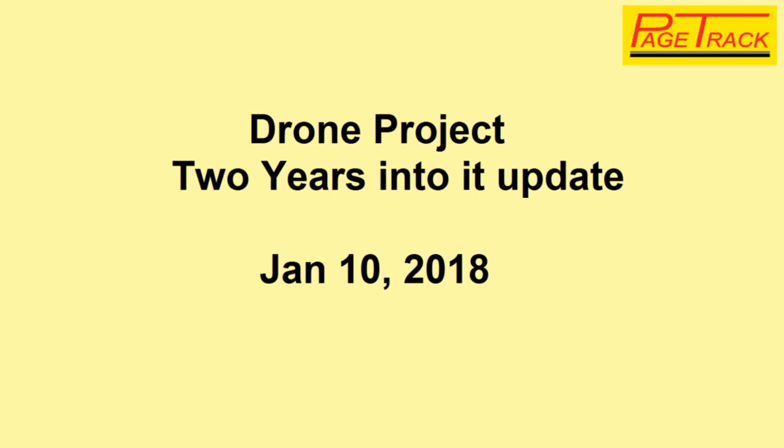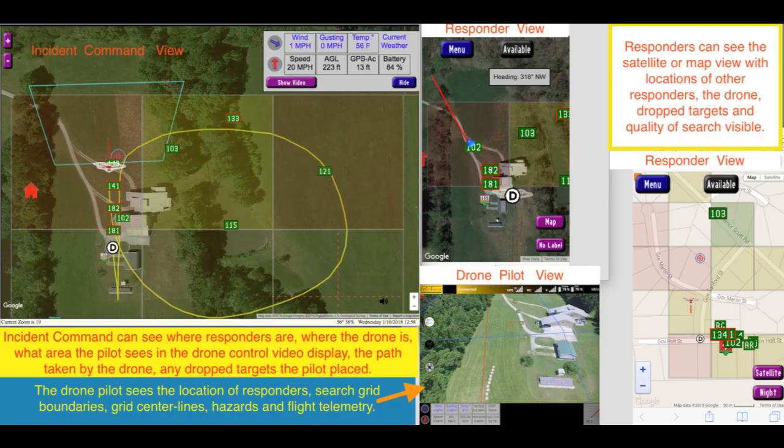Two years ago, I started a project where I wanted to integrate drones into the fireground. Sharing common information about an incident in the PageTrack system, the various participants in an incident view a graphical user interface, or GUI, that presents just the information relevant to their role in the operation.